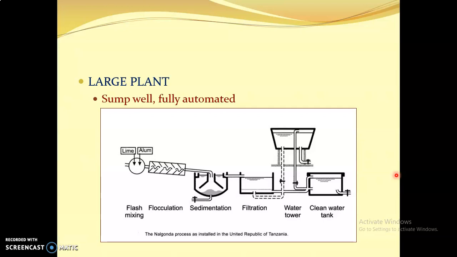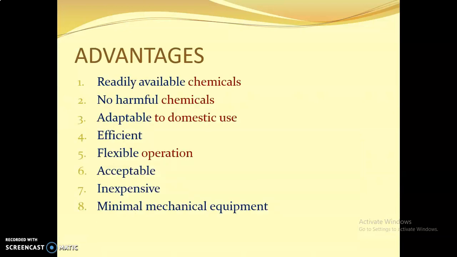These are the three ways by which the Nalgonda technique can be used, either at every home, or for a small community, or for a larger population. Now, what are the advantages of the Nalgonda technique? This is in comparison to what we discussed as ideal requisites. They employ readily available chemicals: alum, lime, bleaching powder, all very readily available. They are not very harmful. They are adaptable to domestic use because this can be done even if you have a bucket. It is very efficient. The operation is flexible and acceptable, and all these reagents are relatively cheap or inexpensive, and you require minimal mechanical equipment unless you go for a large mechanized plant.